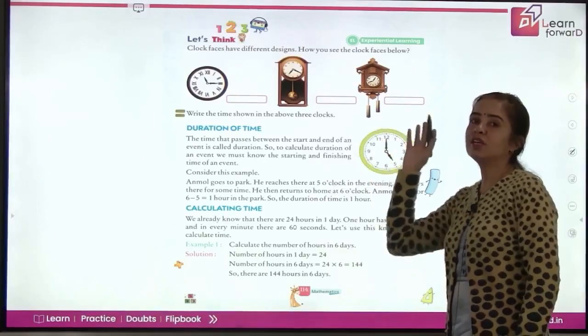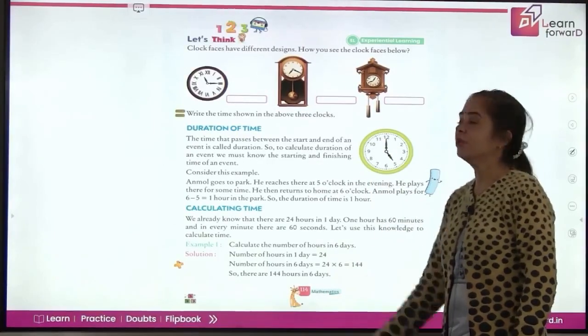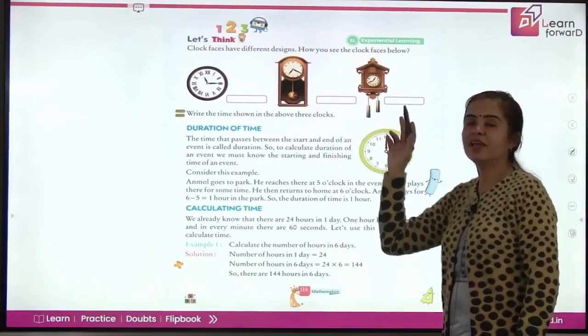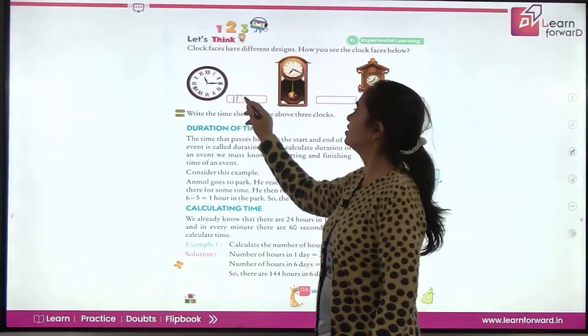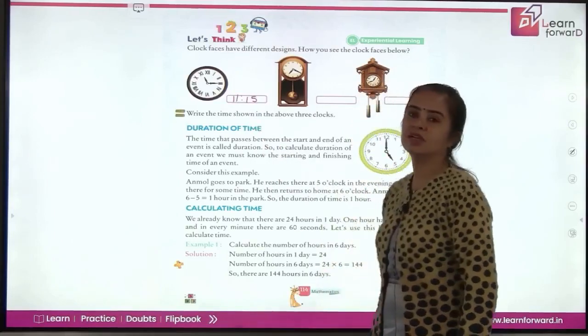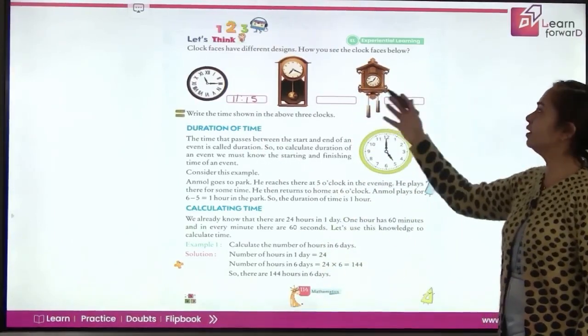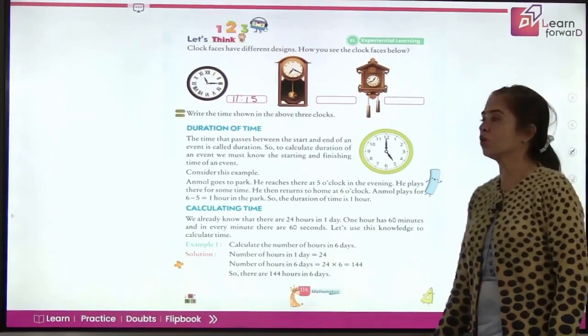So all the 3 clocks are showing you different times. Do mention the time here. Can you read out the first one? Yes, that is 11 hours 15 minutes. Perfect, children. So do write the time shown by the other 2 clocks also.